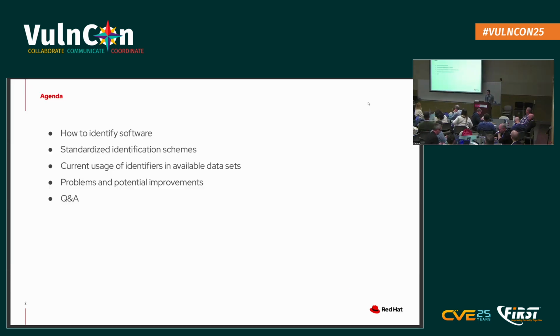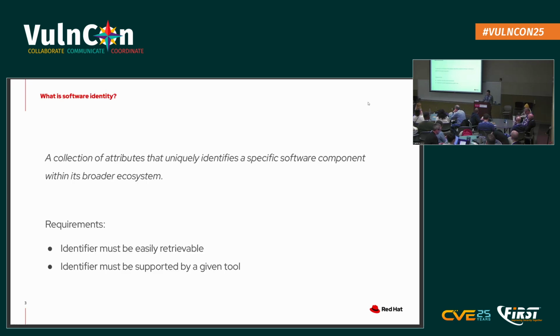Quick agenda. We're going to talk about what software identity actually means. Then we're going to look at some of the standardized formats that try to solve the problem of identifying software. We're going to look at the usage in the available data sets that we have today, like the CVE records data set and OSV. And then we're going to discuss some issues that come with software identity. And then we're going to have probably plenty of time for Q&A because I think this was a 60-minute talk, but I think I have like 30 minutes of slides, so we'll see.